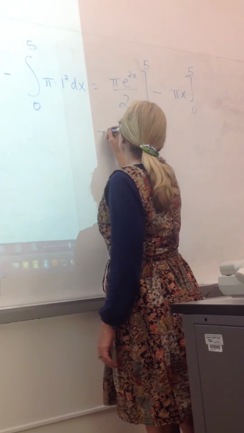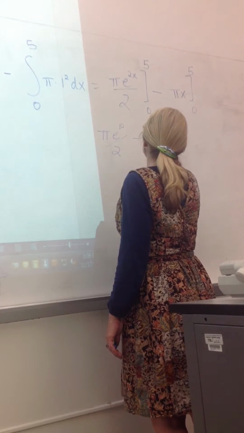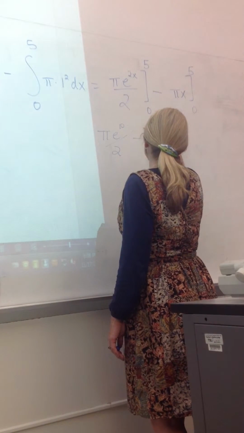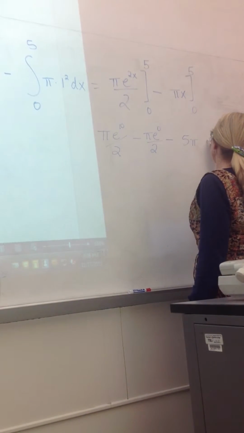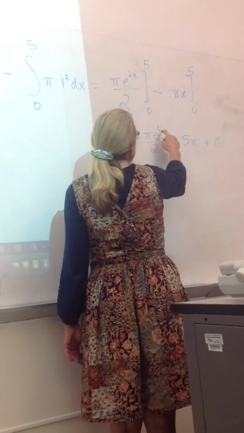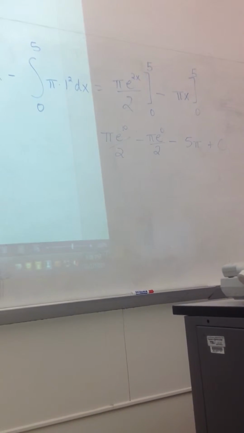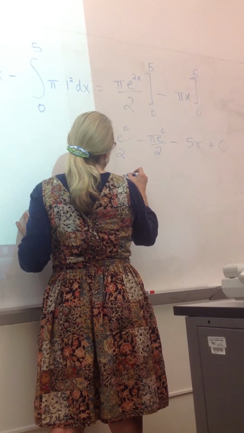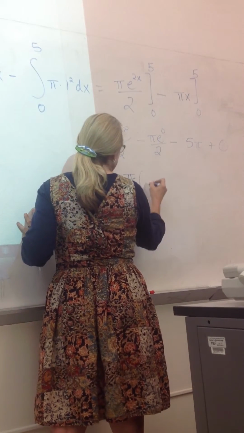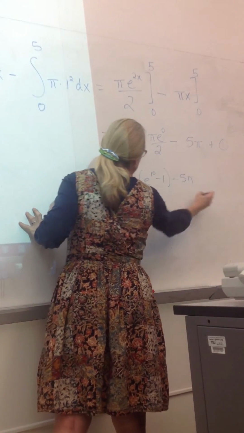And then plugging in my limits, I get pi times e to the 10th over 2 minus pi times e to the 0 over 2, minus 5 pi plus 0. Notice here, plugging in the 0 doesn't give you 0. E to the 0 is 1, so it does affect your answer. So I get pi over 2 times e to the 10th minus 1, minus 5 pi.